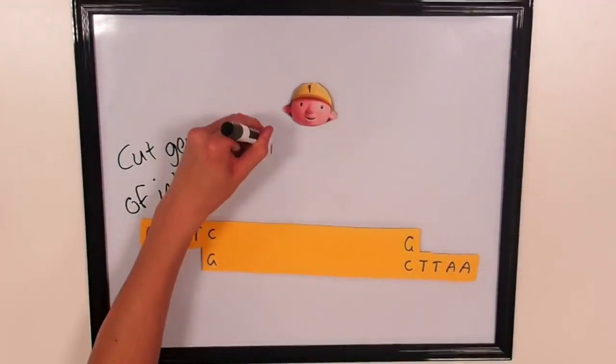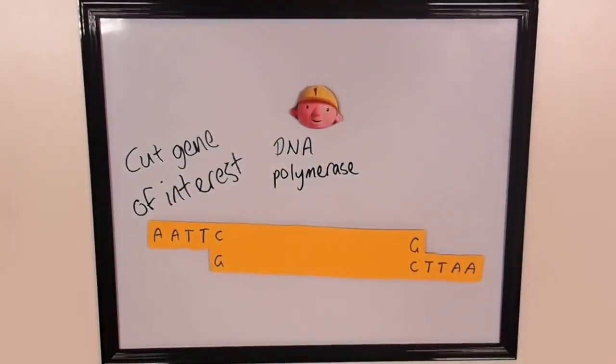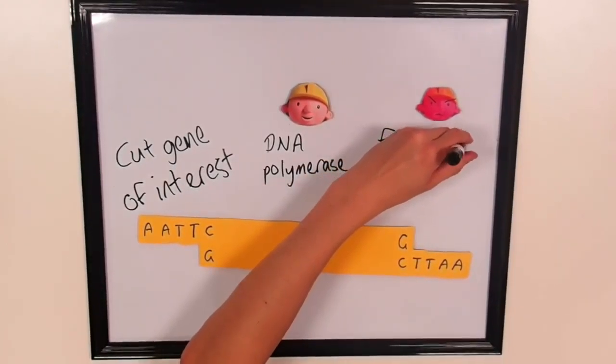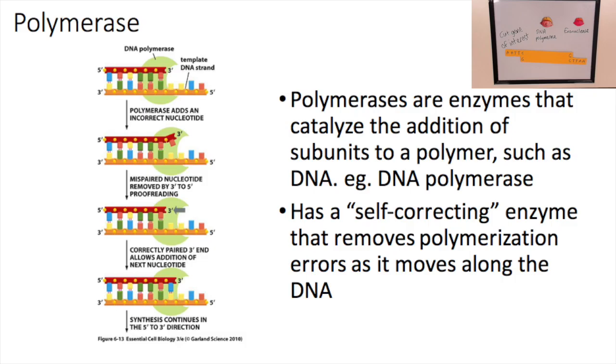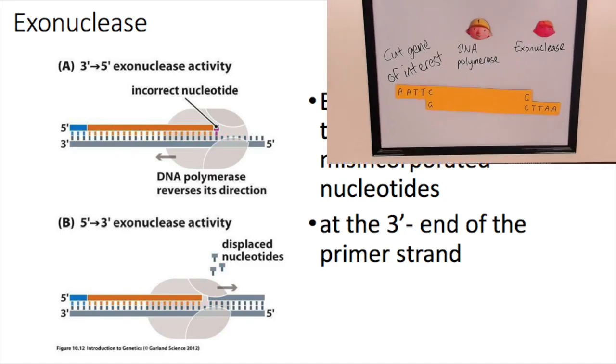If your sticky ends are not compatible for insertion, then they can be modified through exonuclease and polymerase activity by enzymes such as T4 DNA polymerase. Polymerases are enzymes that catalyze the addition of subunits to a polymer, such as DNA. DNA polymerase has a self-correcting enzyme that removes errors as it moves along the DNA during transcription. Exonucleases catalyze the removal of misincorporated nucleotides at the 3' end of the primer strand.